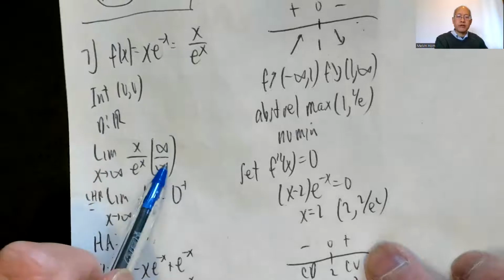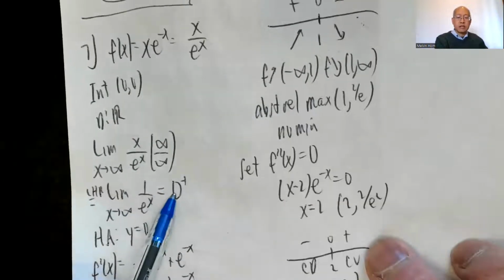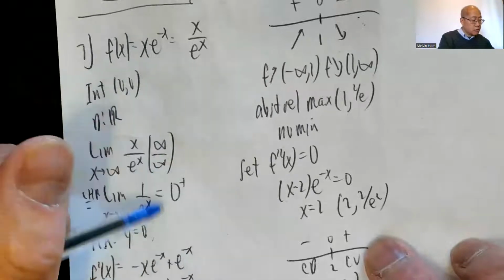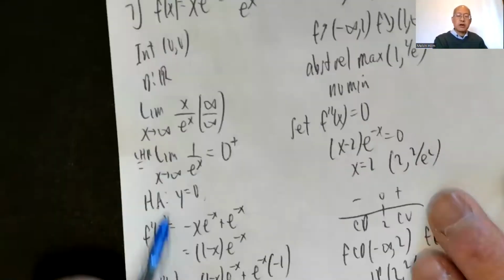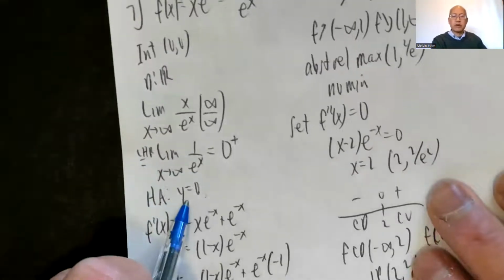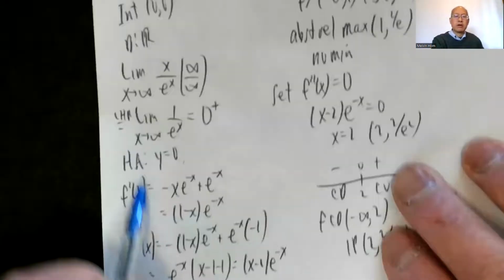L'Hopital's rule, that's infinity over infinity. Derivative of the top is 1. Derivative of the bottom is e to the x. And now we get 0 plus. 0 plus means the graph approaches 0 from above. So horizontal asymptote, y equals 0. There are no vertical asymptotes because the function is defined for all real x.